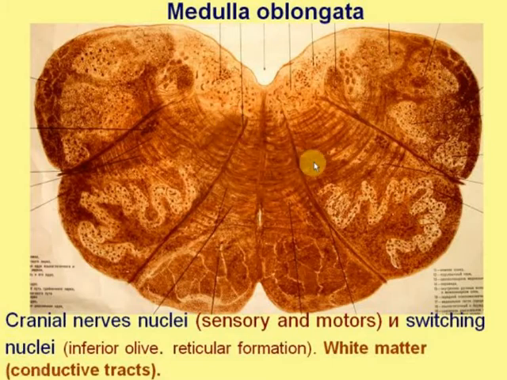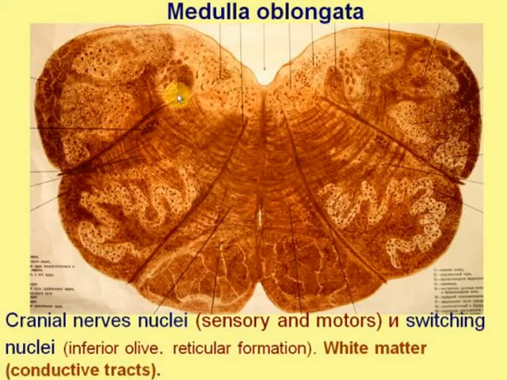This is the transverse section of medulla oblongata, and you can see nuclei, groups of neurons organized in nuclei, and this is gray matter and white matter, the bundles of nerve fibers, conductive tracts.